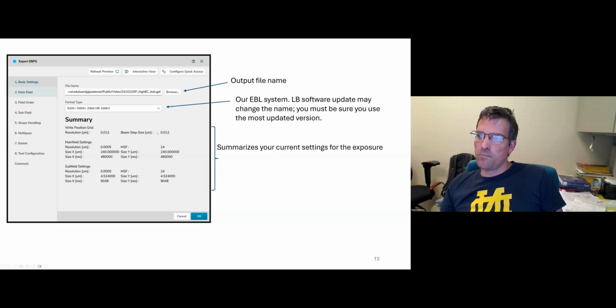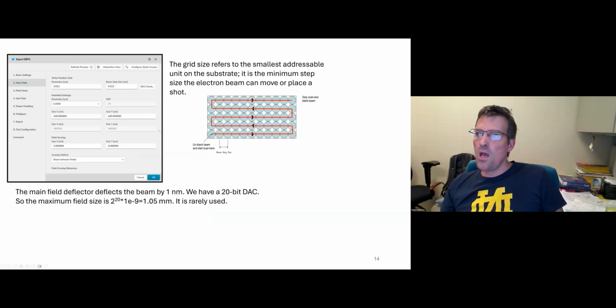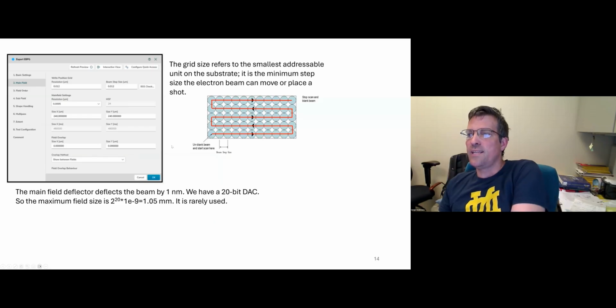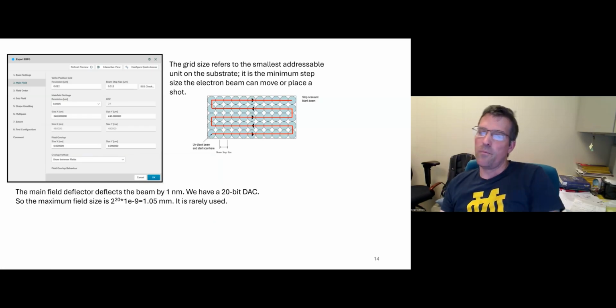Also, you can see some summary about your main field, the current settings for main field and subfield, and the resolution. But these values can be changed through the subsequent pages of this export tab. So the first thing that you have to consider is your main field size and your resolution, or more precisely the grid size.